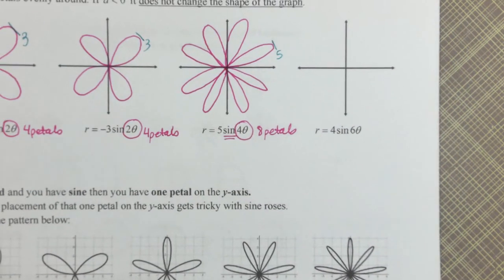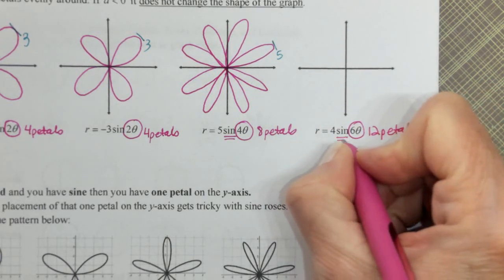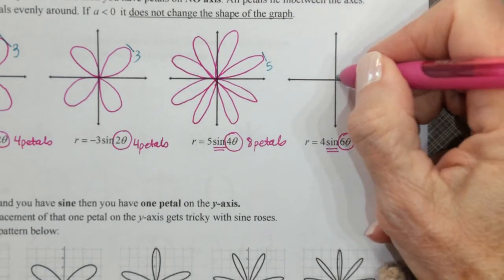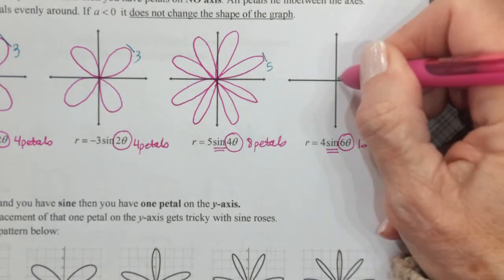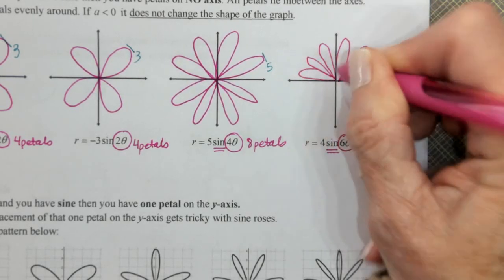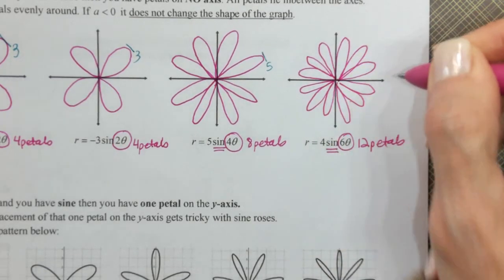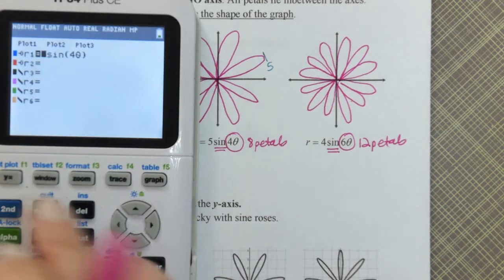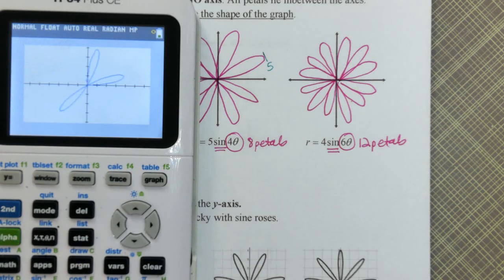Okay. All right, for a 6 theta, we'll need 12 petals. It's a sine, so no axes. So since there are 4 quadrants, I'm going to have 3 petals in each quadrant. And I think I'm just going to draw it like this this time. You're not going to be graded on your artistic abilities. Some people are like, oh. Some people are like, thank goodness. Okay, so 4 sine of 6 theta would look like that. Okay, just a little bit better than mine.